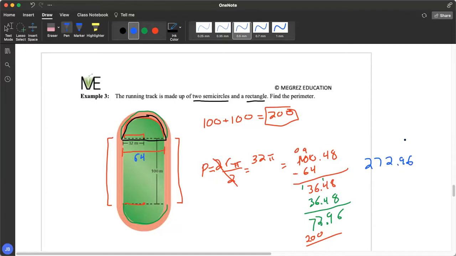Question, Andy? Did you find something wrong? 100.48, where is that from? So if we know that the perimeter of this semicircle is 2 times our radius times pi divided by 2, correct? Our 2's cancel, which makes the perimeter, or P, of the semicircle only our radius times pi. And our radius is 32, correct? And so when I did the math on my calculator, I said 32 times 3.14, and I got 100.48. Awesome. Okay, good question.